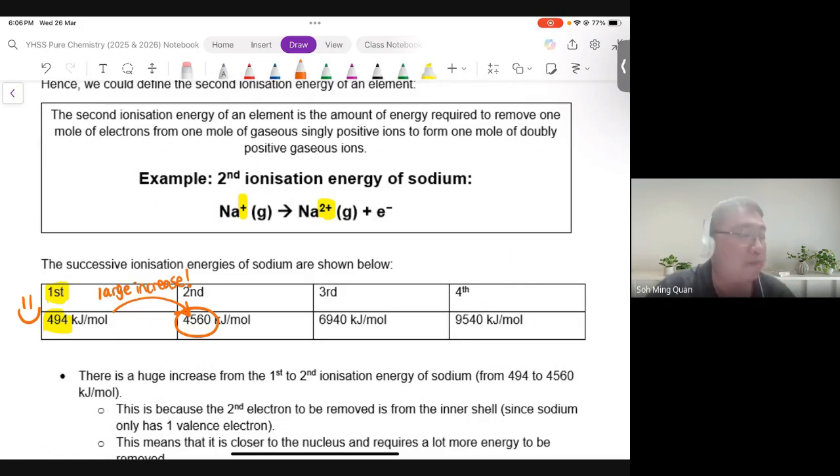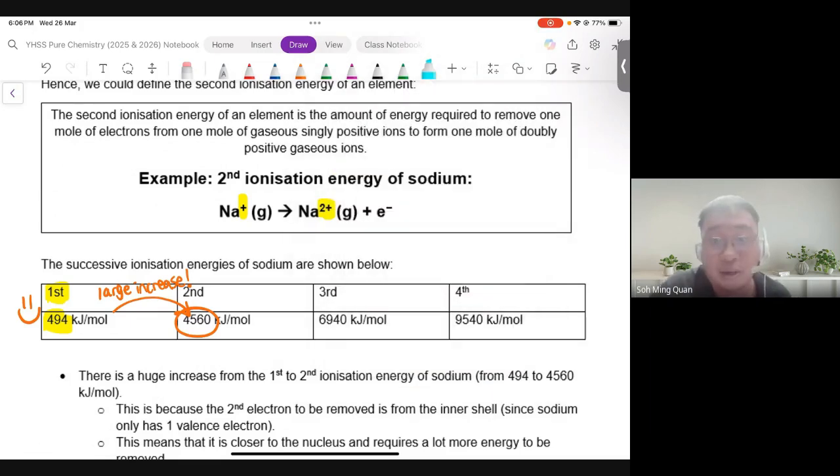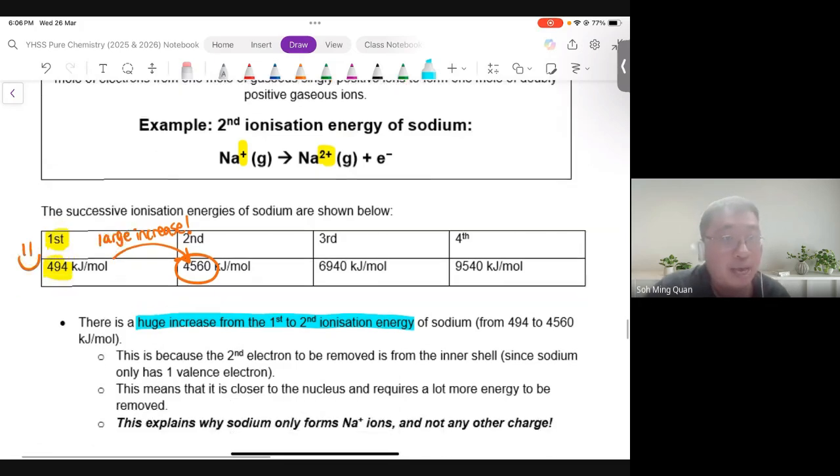Now, why will that be the case? Well, that is the case. These are numbers that you can find online easily. There is a huge increase from the first to the second ionization energy of sodium. That tells you that the second electron is super difficult to remove compared to the first.